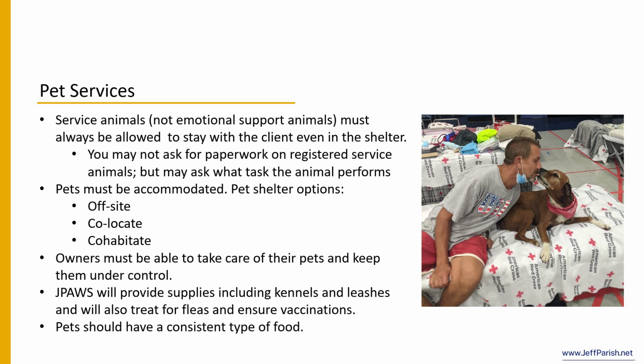No matter what the circumstance is, owners must be able to take care of their pets and keep them under control. JPAWS will provide supplies, kennels, and leashes, and also treat pets for fleas and ensure they're up to date on vaccinations. It's also important that pets have a consistent type of food because changing brands can often lead to diarrheal disease, which is important to avoid in a shelter setting.